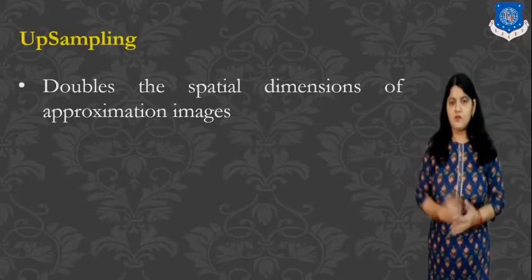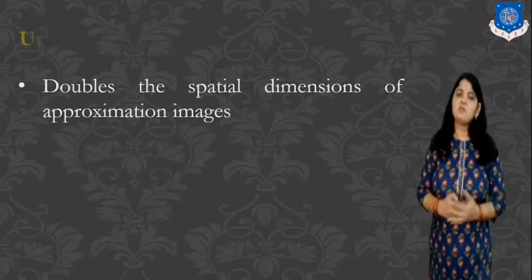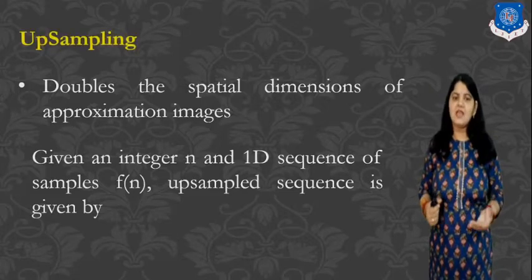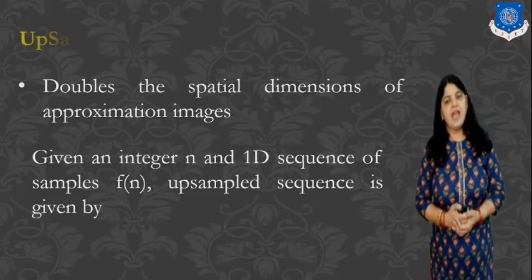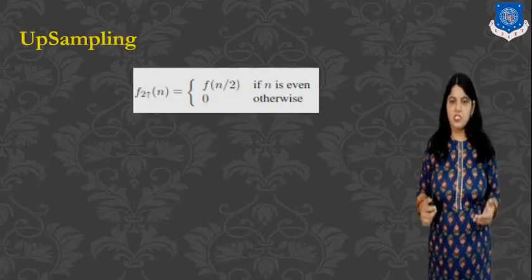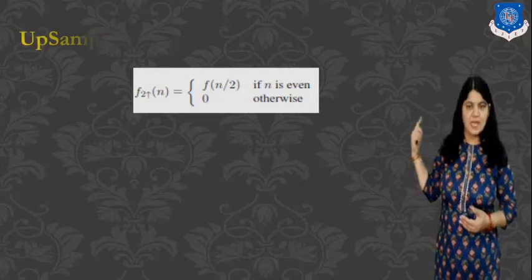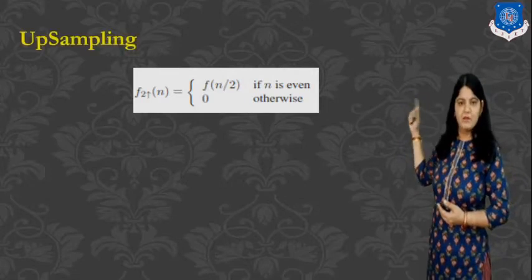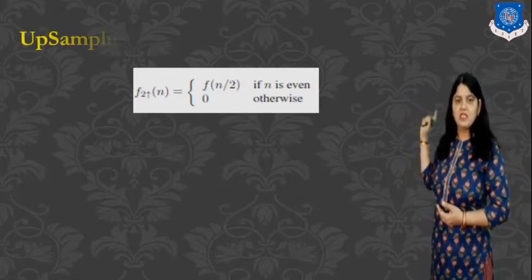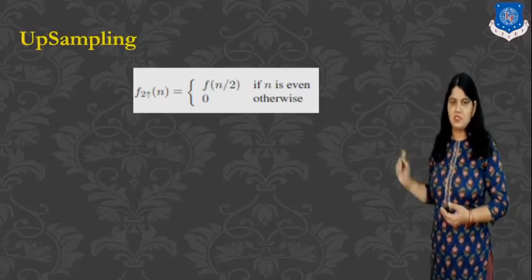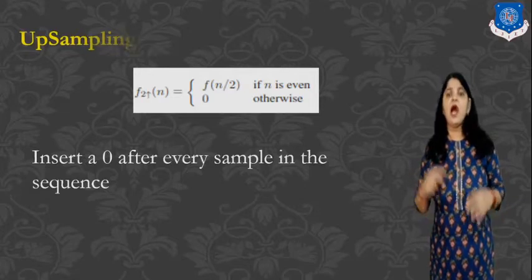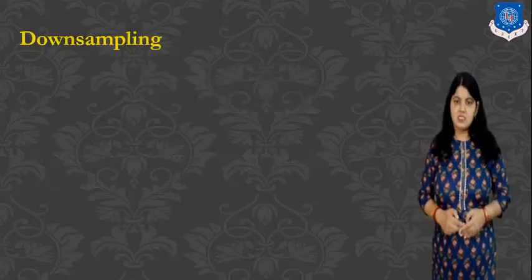Now in that, what was the upsampling? It doubles the spatial dimension of the approximation image. Given an integer n and a 1D sequence of samples f(n), the upsampled sequence is given by the following equation, where a factor of 2 is used for the upsampling. So it is like a doubler. It is equal to f of n by 2 when n is even, and for other values, it is 0. So insert a 0 after every sample in the sequence.